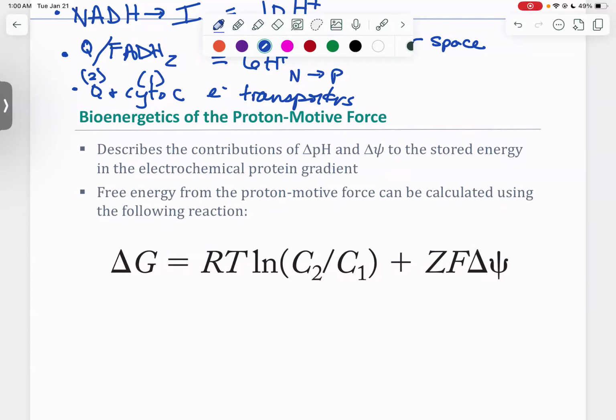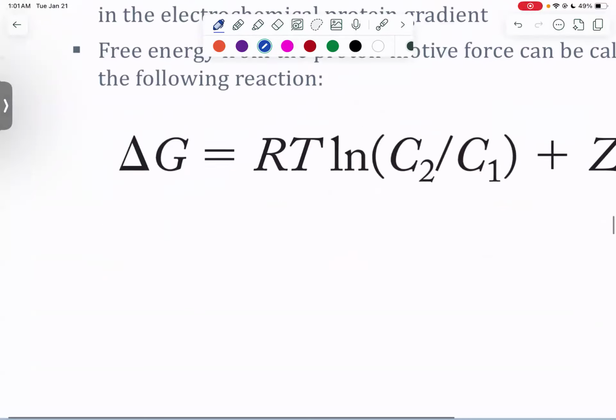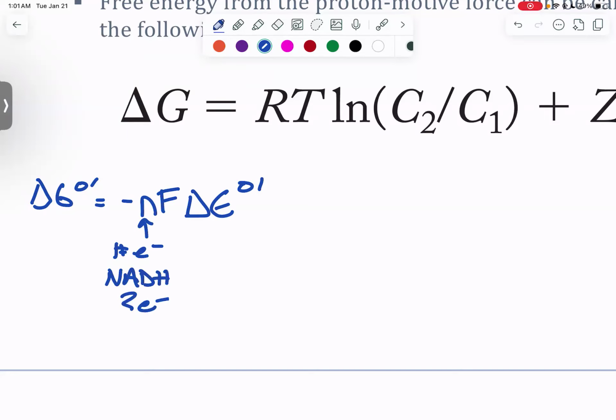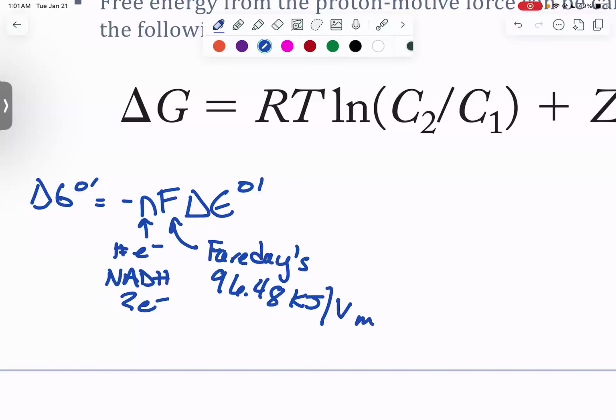If you go back and remember our delta G naught prime, we can actually calculate this for a redox reaction from a standard reduction potential. I'm going to draw some things on the side. If we have delta G naught prime, this is our formula. N is our number of electrons. If we have NADH, that gives us 2 electrons. F is Faraday's constant, which is 96.48 kilojoules per volt mole.